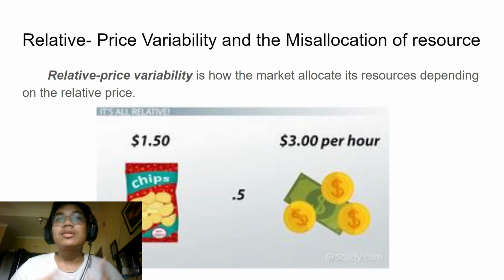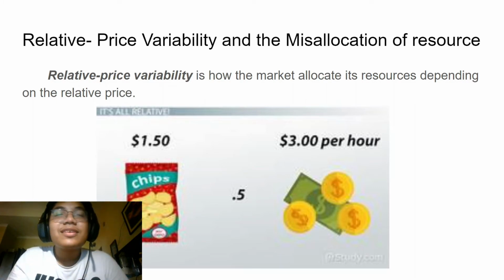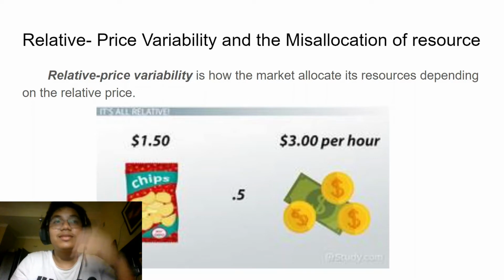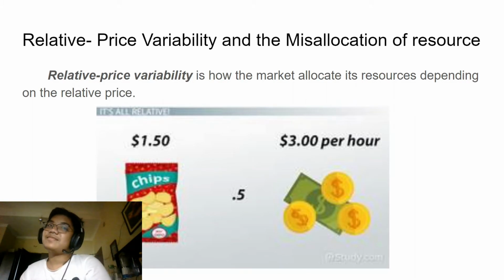For example, the price of chips is $1.5, and his hourly wage is $3 per hour. So technically, the ratio of the chip to his wages is 1 to 2. So technically, he spent 0.5 hour of his working to buy a packet of chips, which is not how you manage your money.